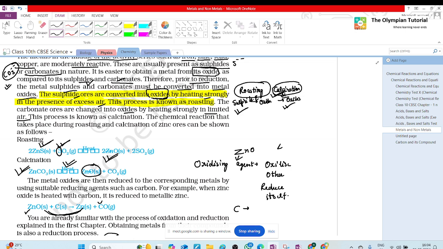Why is it easier than obtaining metal from sulfide and carbonate? Because sulfides and carbonates cannot be easily reduced. Sulfur is attached in sulfide, carbonate is attached in carbonate, and they cannot be easily removed from the metal. But in the case of oxide, by simple reduction we can get pure metal.